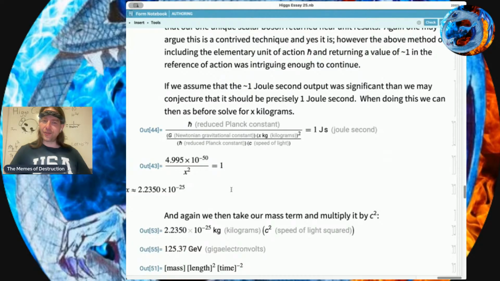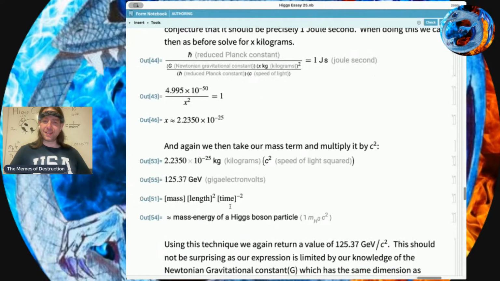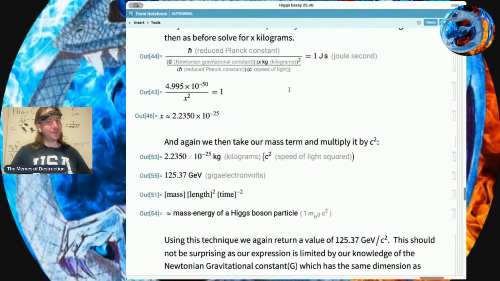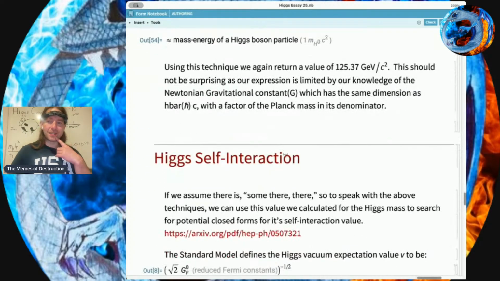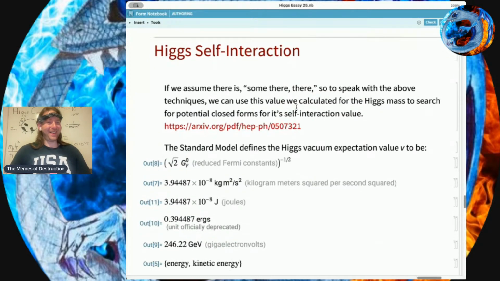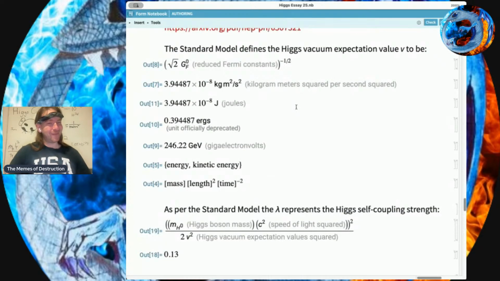Put that in there as a one. We again get out our mass term, and again, we're finding 125.37 gigaelectron volts, if we assume that there is some there. That's why I'm putting in the computational essay model, just because I basically just write it as I talk. Again, it's a forum post, and I'm attempting to channel my inner Stephen Wolfram.